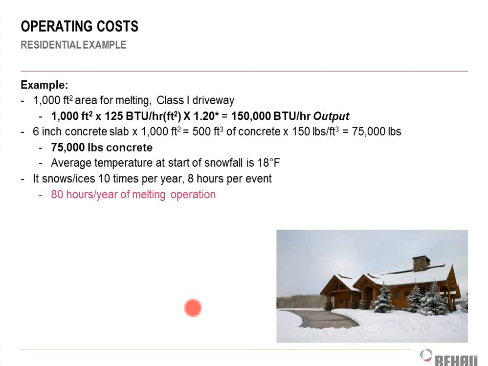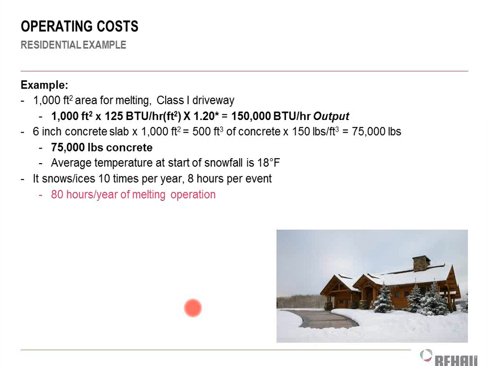If I've got 6 inches of concrete, that equates to about 75,000 pounds, right? And you're not doing this when you're designing a system. We're doing this right now to kind of look at a cost example. And then on average, we're going to say, for this argument, at 18 degrees is when our snowfall normally starts. Some days it might be 10 degrees, some days it may be 25, but let's just say 18 for argument's sake, because we've got to calculate something.